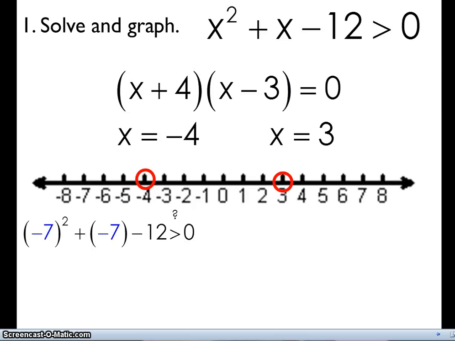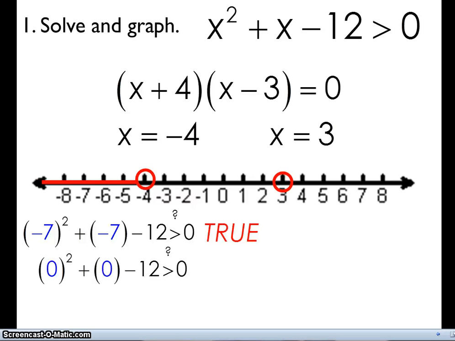If I plug in a -7 back into the original inequality, does this make a true or false statement? All right, it makes a true statement. And when we're doing inequalities, you always shade true sections. So we're going to shade that section.